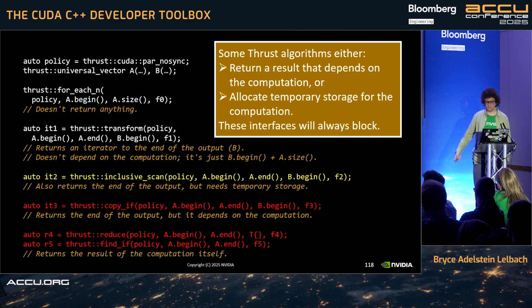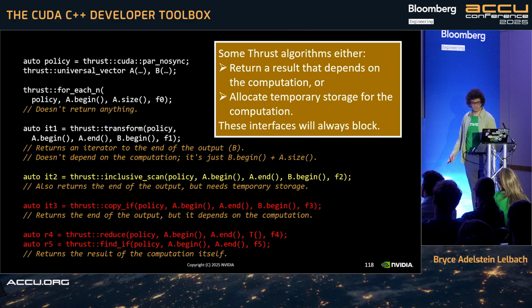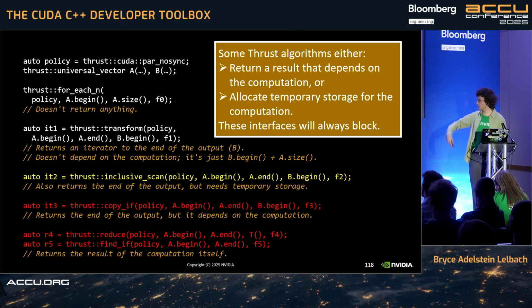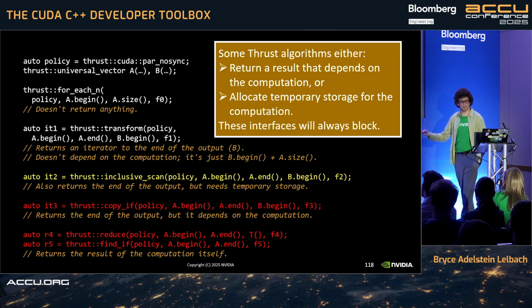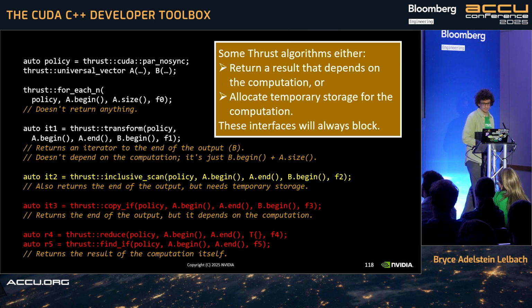Reduction-based algorithms like reduce, count_if, find_if, and max_element return the result of the reduction, which means that they have to block. They also need to allocate temporary storage. So we're planning on adding additional versions of these algorithms, like a reduce_into that returns void, but takes an output iterator and will write the reduction result to that output iterator. And that's how we'd solve this problem.